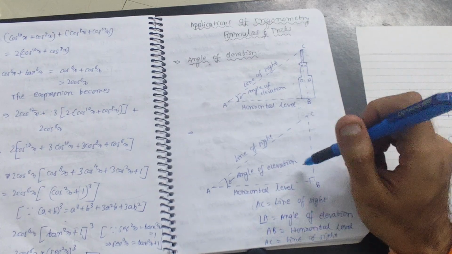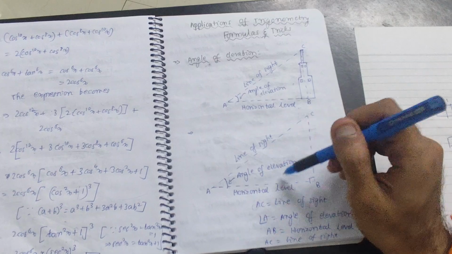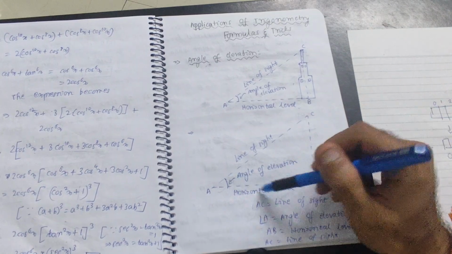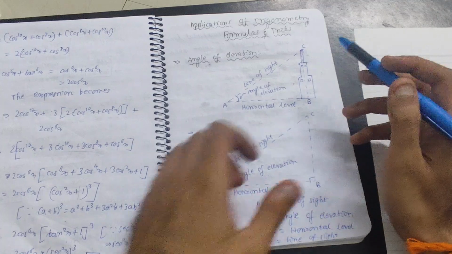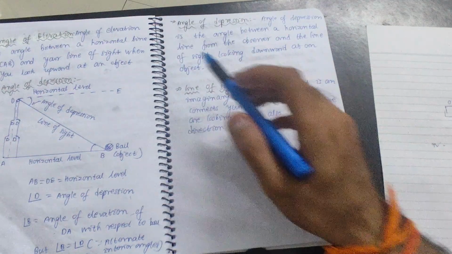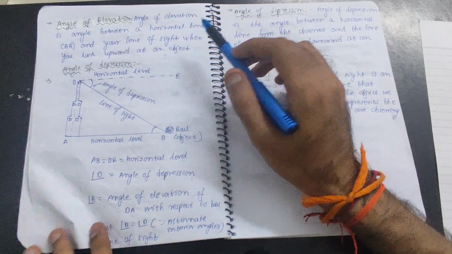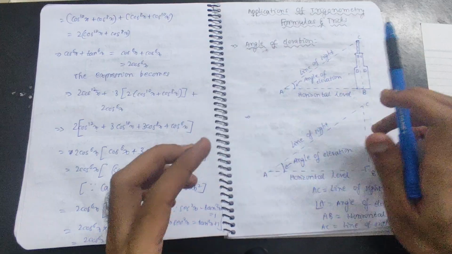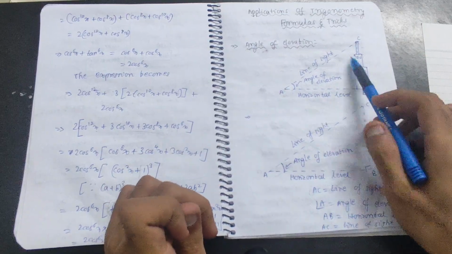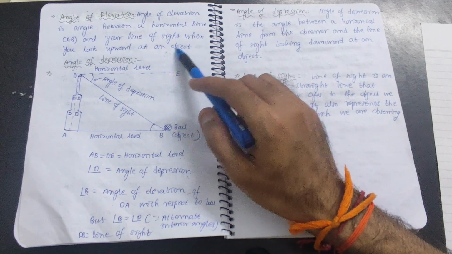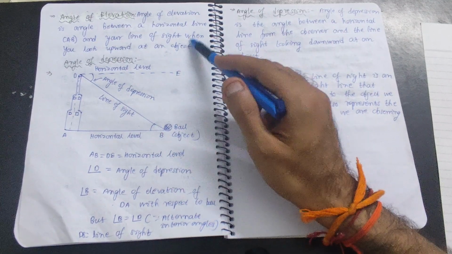Here you take a right angle triangle. Here AC is line of sight, AB is horizontal level, and this angle is the angle of elevation. So what is angle of elevation? It is the angle between the horizontal line and your line of sight. So A is your line of sight, and this is the horizontal level. So this angle is the angle of elevation when you look at an object.